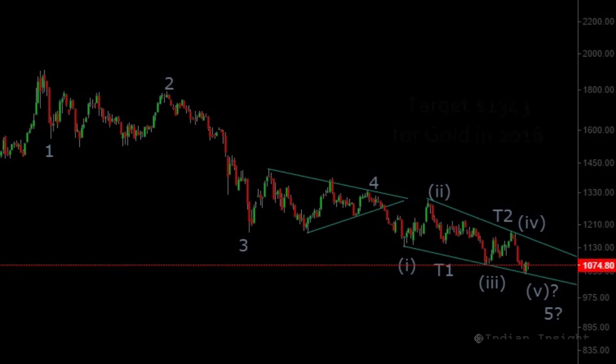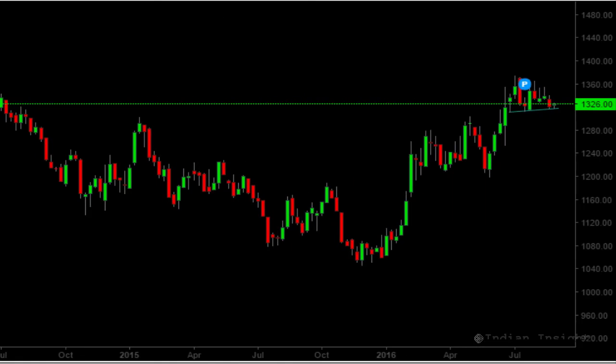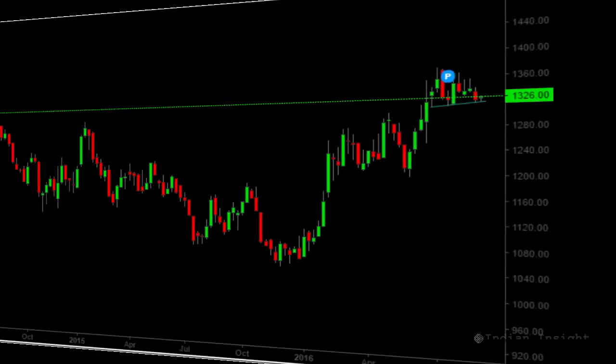Using the wave theory, we predicted that gold prices may have already bottomed out, and we actually issued a target of $1,343 for gold prices in 2016. And this is what happened subsequently. We saw a major rally beginning in December of 2015 itself, and by the end of June of 2016, the target of $1,343 in gold prices was hit.